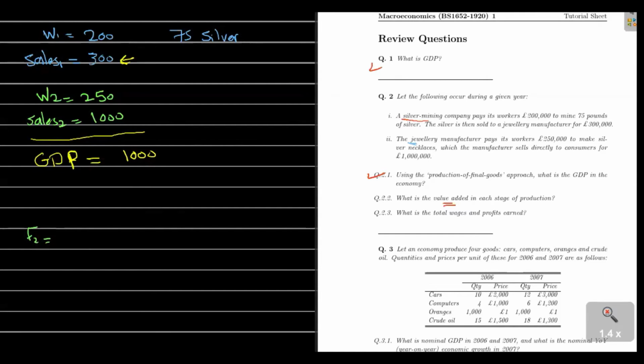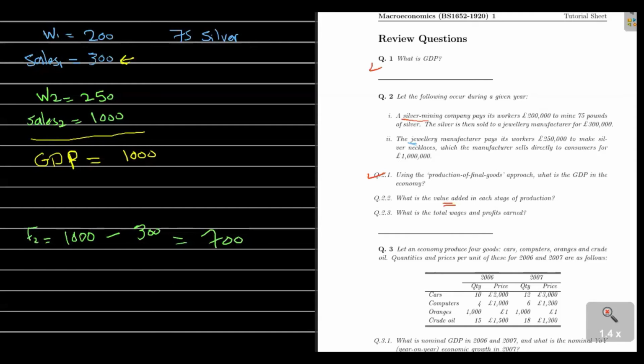Why? Because that's true. Because now firm 2 sold silver necklaces for 1 million. However, to make those necklaces, they bought silver from firm 1, which is worth 300,000. So that makes their contribution, or their value added, 700,000. Okay. So how about firm 1?